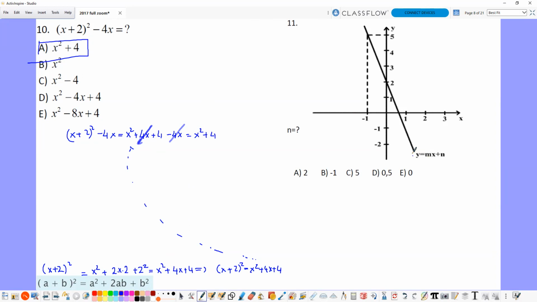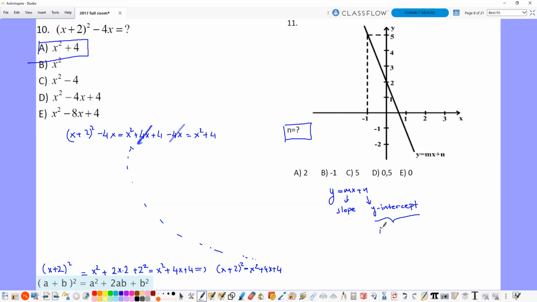Okay, the next one is again the equation of a line. Here, the equation y is equal to mx plus n is given. This is the slope and intercept form. You remember y is equal to mx plus n, where m gives you the slope and n gives you the y-intercept. Actually, the question is asking what is n. So we are looking for the y-intercept.